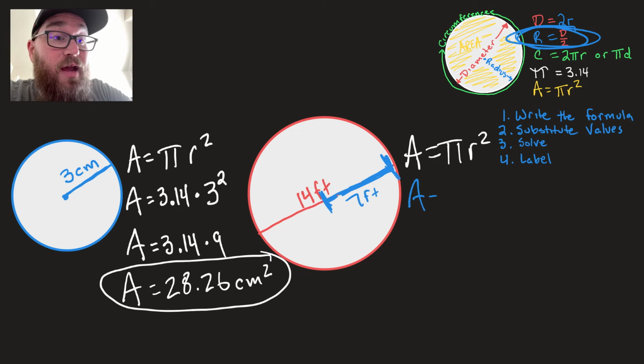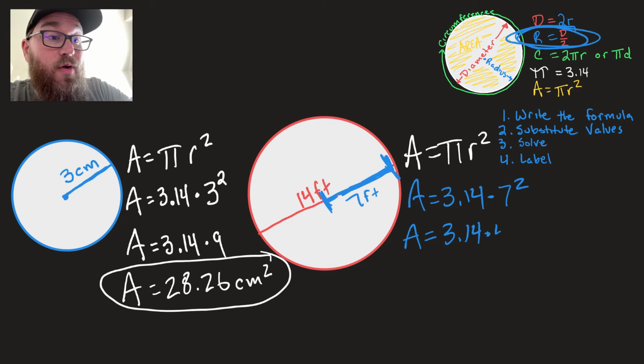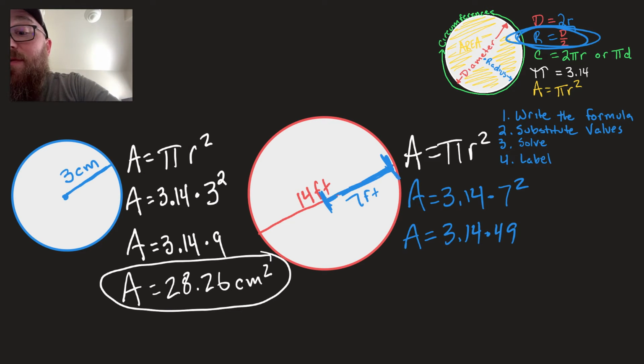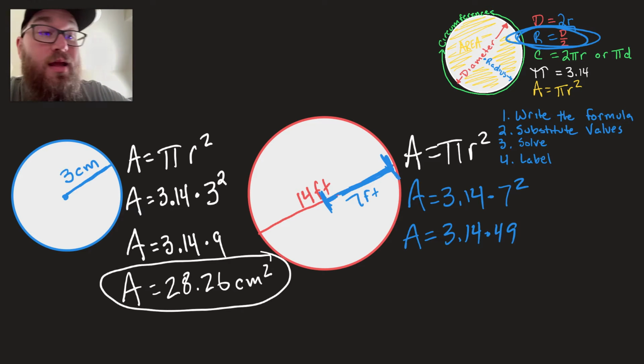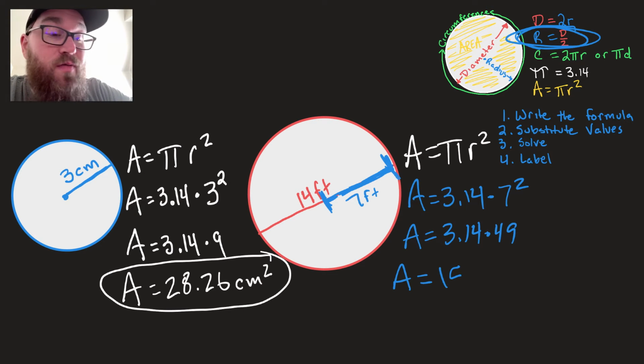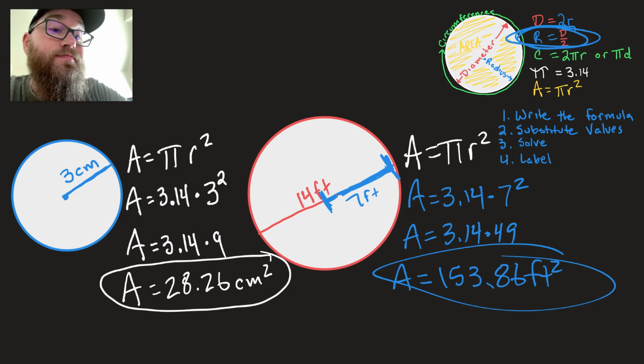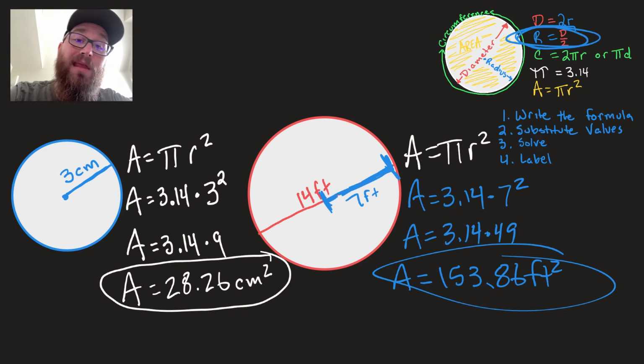Now I can fill out the rest. Area equals 3.14 times 7 squared. 7 squared is 49, so I get 3.14 times 49, and that is an area of 153.86 feet squared. All right, what was the answer for the blue one? And what was the answer for the red? All right, you're going to get practice yourself here. Remember that we need a radius. So remember those little hiccups. Hopefully you wrote this down.